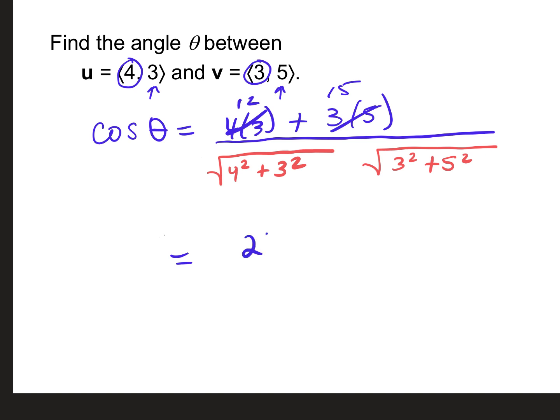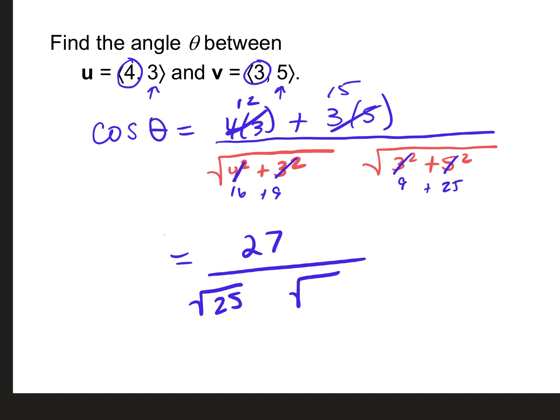27. Okay, so 27. Perfect. Now I'm just going to simplify my radicals to one number. 4 squared is 16. 3 squared is 9. What's 16 plus 9? 25. Okay. And then over here, same thing. 3 squared is 9. 5 squared is 25. What's 9 plus 25? Square root of 34.